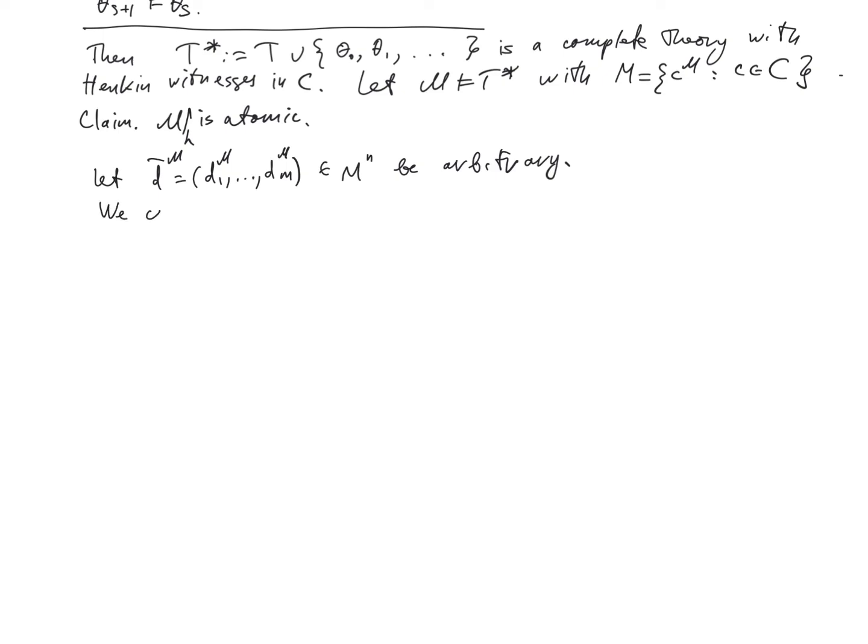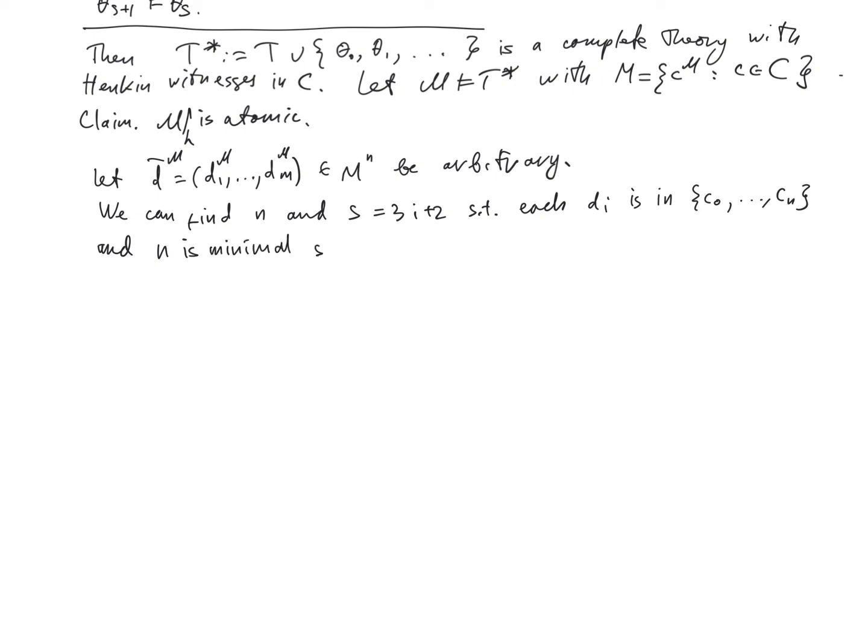Now, by construction, we can find a natural number n and an s of the form 3i plus 2, such that each constant symbol di is in the set C0 through Cn, and n is minimal such that C0 through Cn contains all constant symbols in C occurring in theta s.